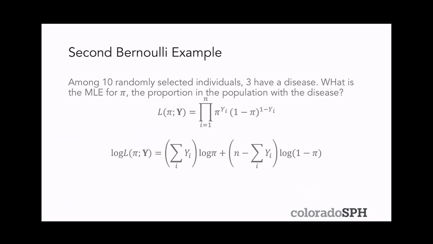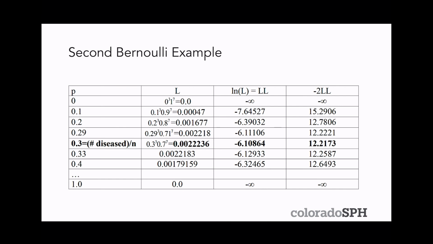Okay, great. So I want to quickly walk you through a second Bernoulli example here. Let's say we have 10 randomly selected individuals, 3 of whom have a disease. So we want to find the MLE for pi, which is the proportion in the population who have the disease. And again, here I've written out the likelihood of pi given y, and then the log likelihood, which we calculated in the previous couple slides.